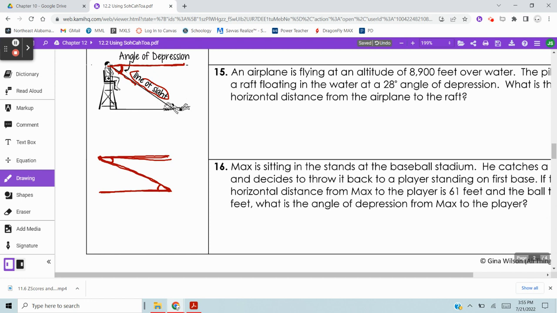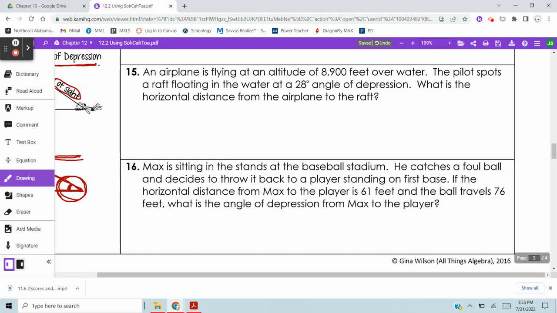So since you have parallel lines cut by a transversal, these two angles are actually what we remember as alternate interior angles, and they're congruent. An angle of depression would be congruent to an angle of elevation. Just keep that in mind.